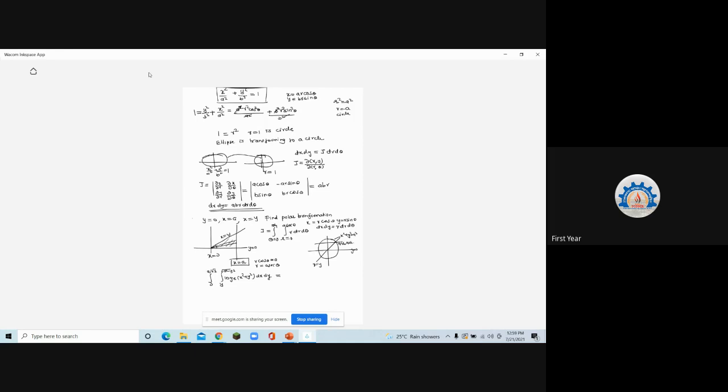So what will this integration become now? Tell me. Take the sector which starts from 0 to the equation of the surface of the circle. So what is the equation of this circle? Surface of the circle.